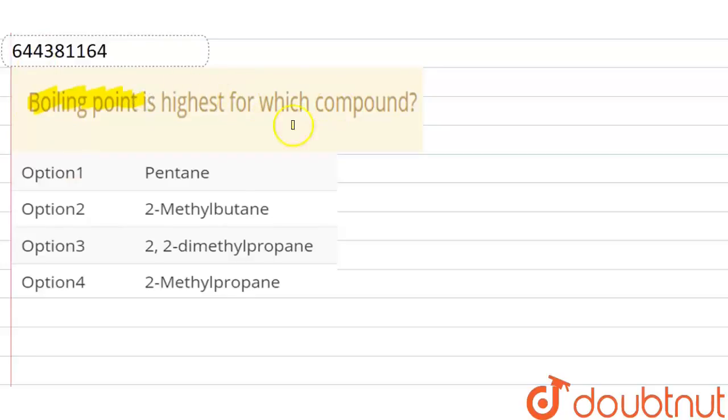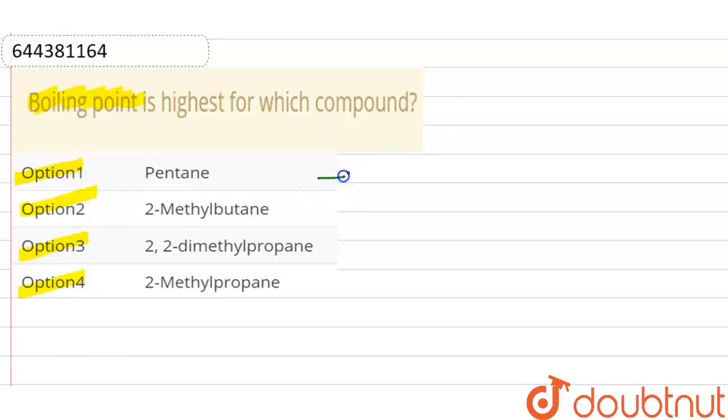Our question is, the boiling point is highest for which of the compound? We have to find the highest boiling point of the following compounds. Option 1 is pentane, option 2 is 2-methylbutane, option 3 is 2,2-dimethylpropane, option 4 is 2-methylpropane.